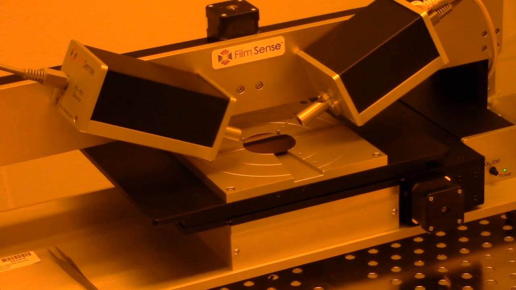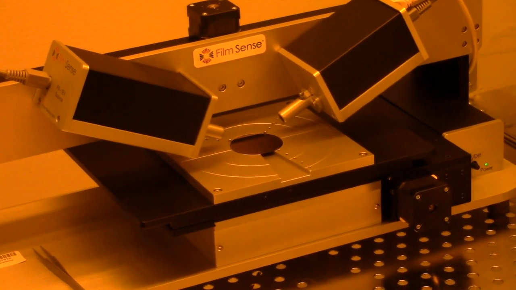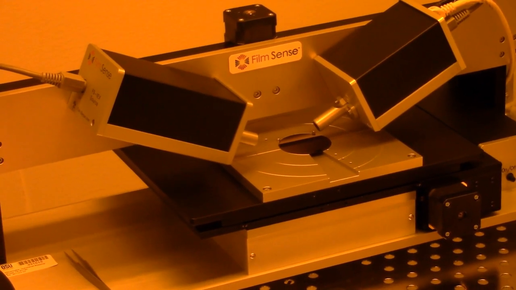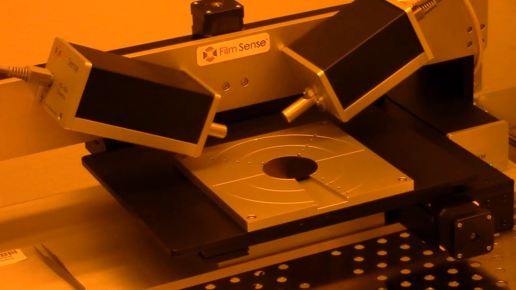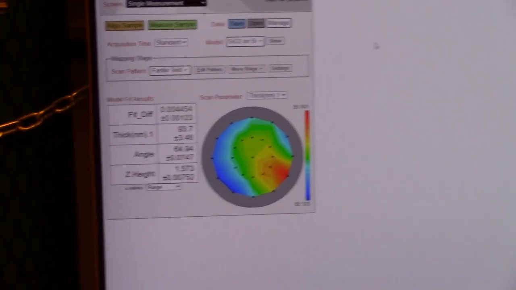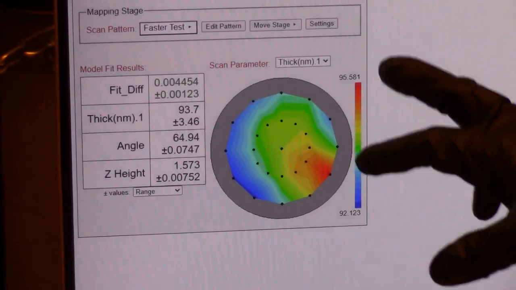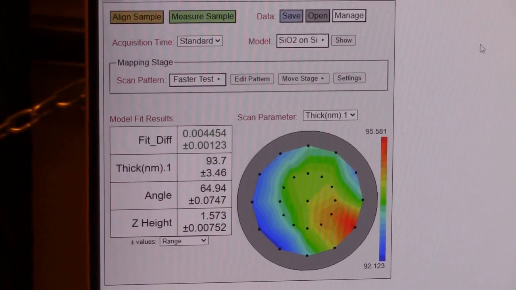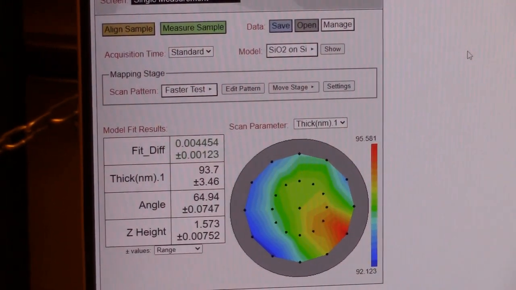Let's go ahead and measure it. As you can see, the oxide is pretty thick. It's thicker than what we expected. We were expecting to grow around 70 nanometers, but it turned out to be around 95 nanometers. This is probably because of a higher flow or maybe a longer dwelling time in the furnace.